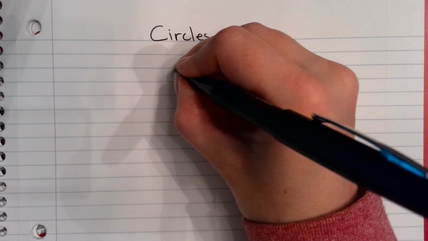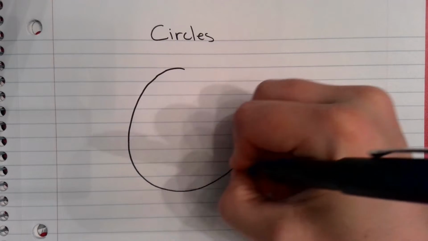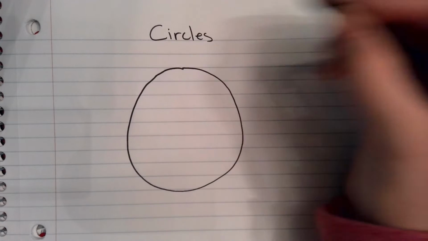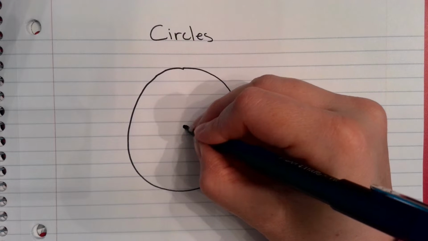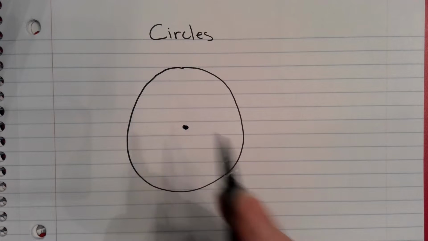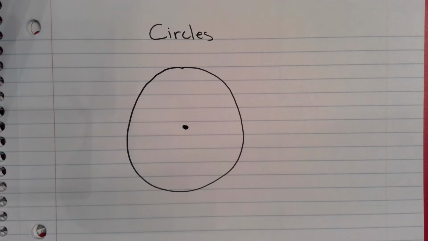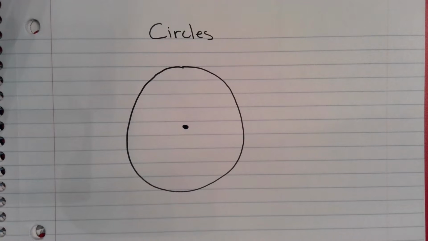So real quickly, I'm going to draw a quick picture of a circle, and every circle has what is called the center point, so the center of the circle. And it's really important that you understand the parts of your circle. So let's go ahead and get to labeling.